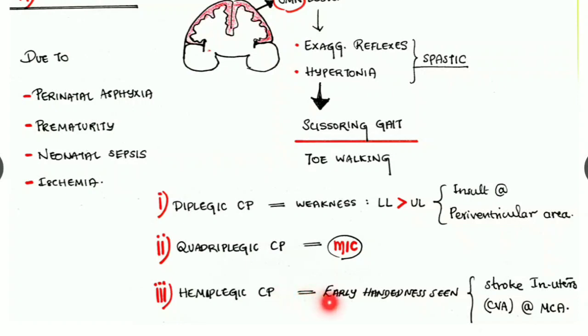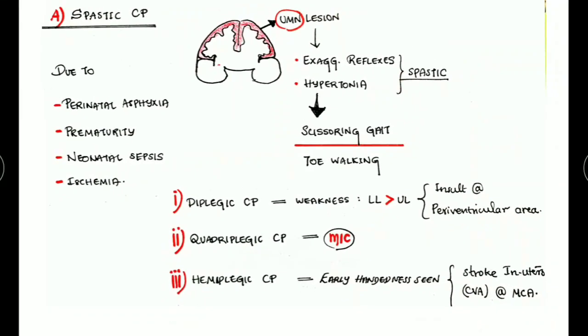The child shows early handedness. This is due to a stroke in utero, that is, a cerebrovascular attack while the baby is in the uterus, and most commonly in the region of the middle cerebral artery supplying the internal capsule. And this is all about the spastic cerebral palsy.